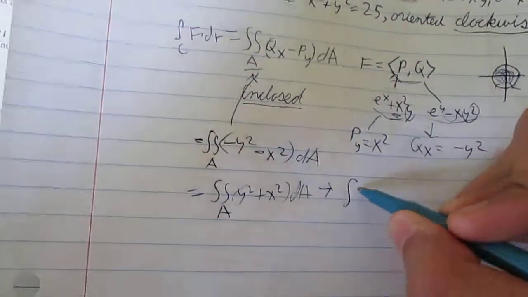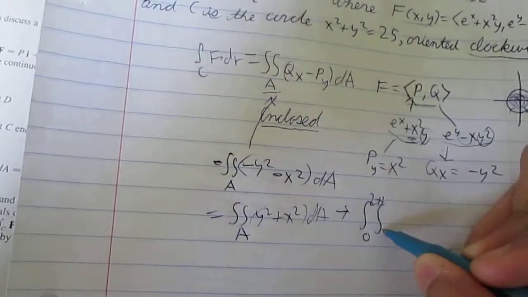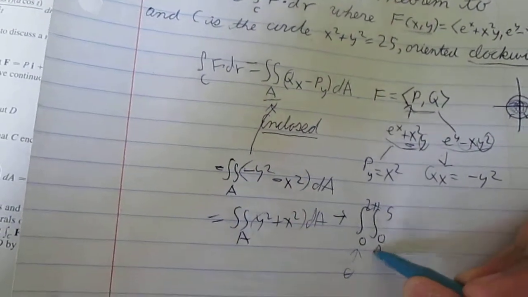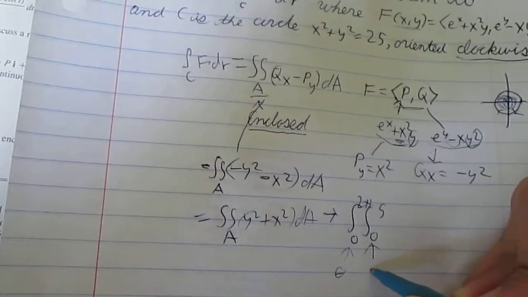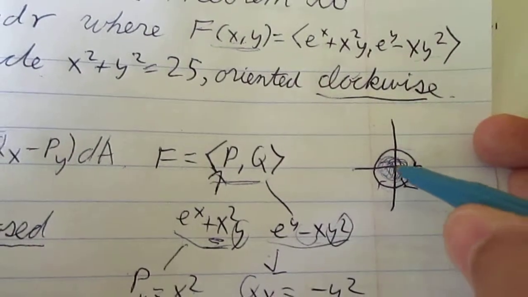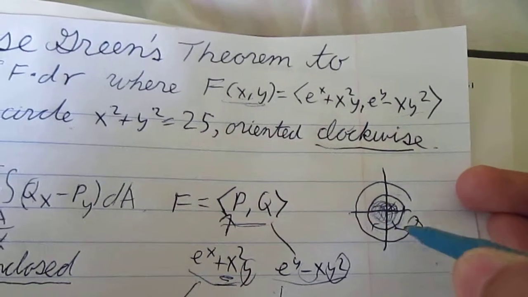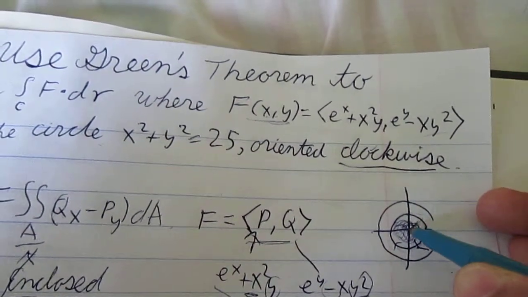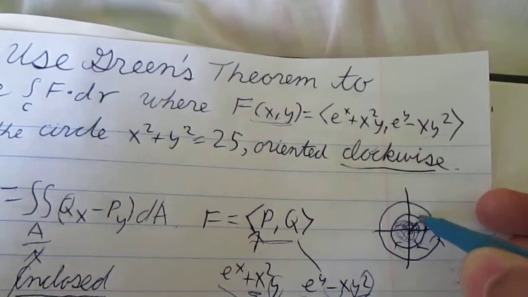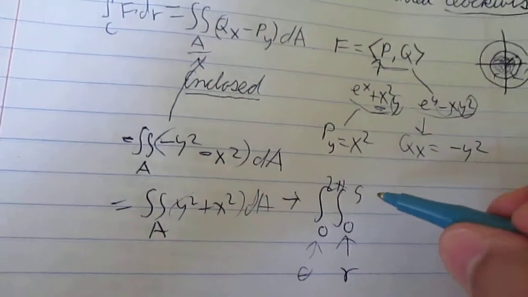So this is the same thing as the integral from 0 to 2 pi, 0 to 5. Those are the bounds. We'll change x and y to theta and r, where if you look at the circle, we have some angle sweeping all the way from 0 radians to 2 pi radians. And at each slice of the angle, our radius is going from 0 at the center to 5 at the perimeter. That explains those bounds.